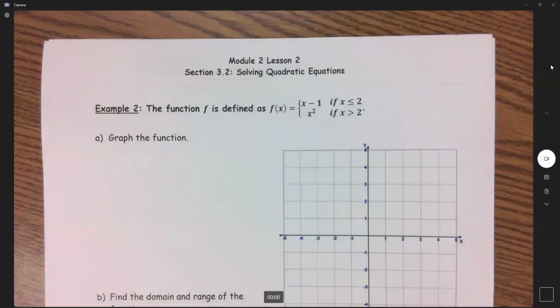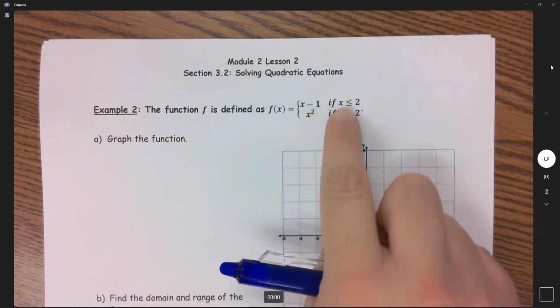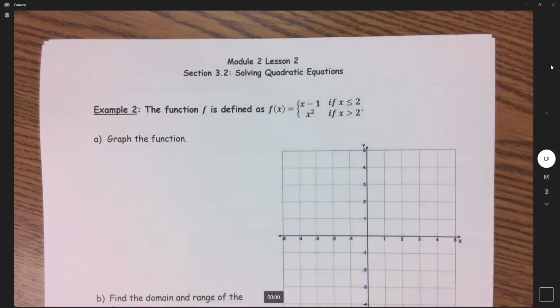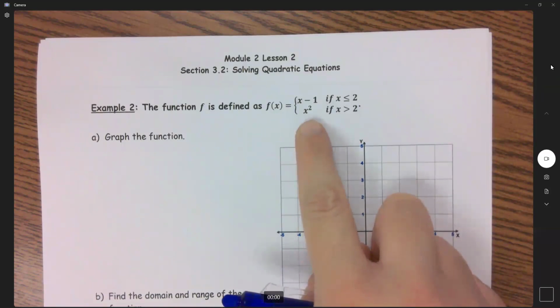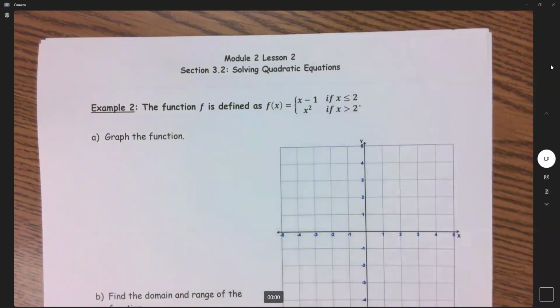Now that we know how to evaluate piecewise functions, let's graph one. So we have the function f defined as f of x equals, and we have two functions. We're going to use x minus 1 when x is less than or equal to 2. And we're going to use x squared if x is greater than 2.